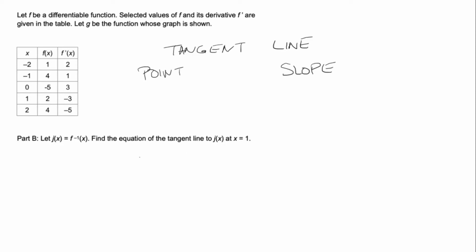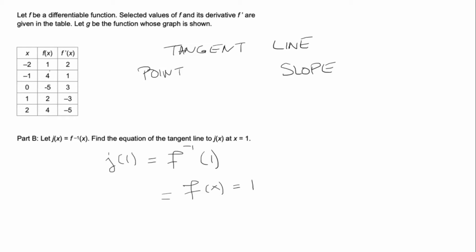We need a point and a slope. So for the point, we're looking at g of x at x equals 1, which is f inverse of 1. So another way to think about this is, for what x value is f of x equal to 1? Okay, so that's what the f inverse of 1 really means.